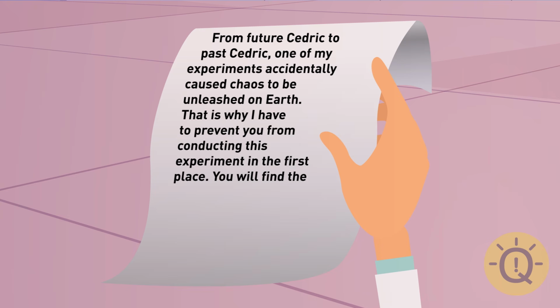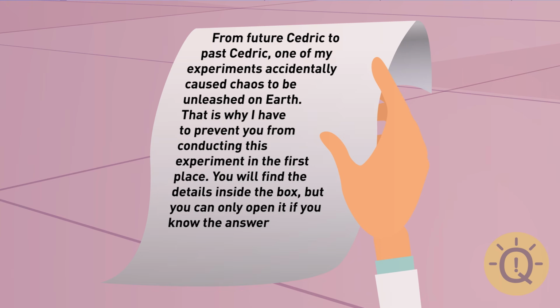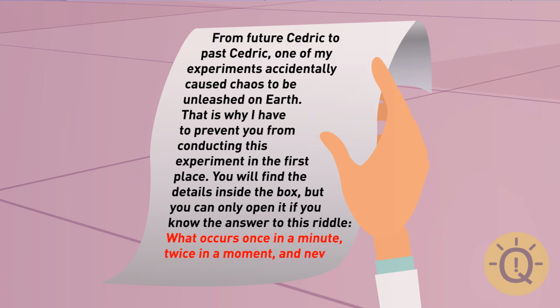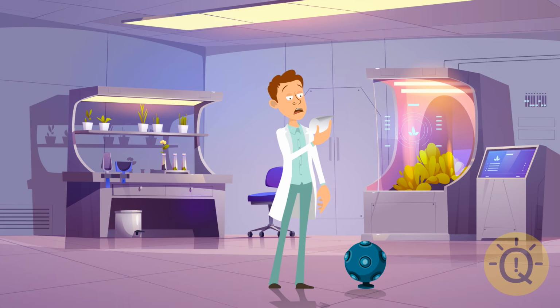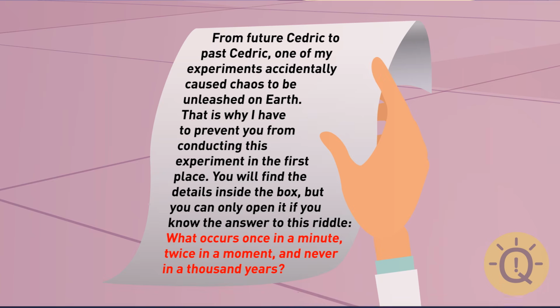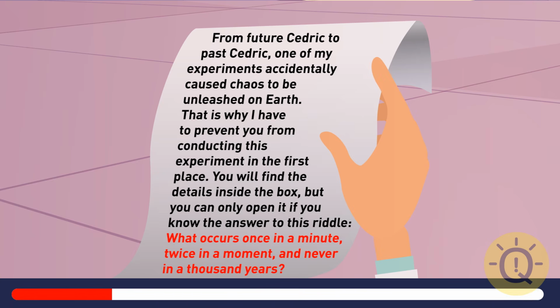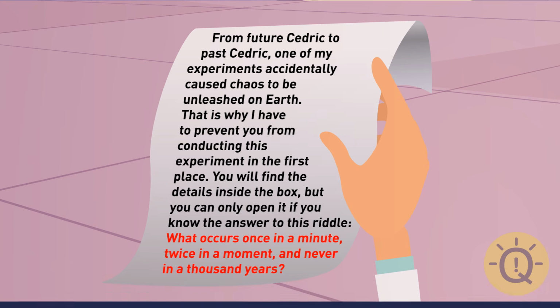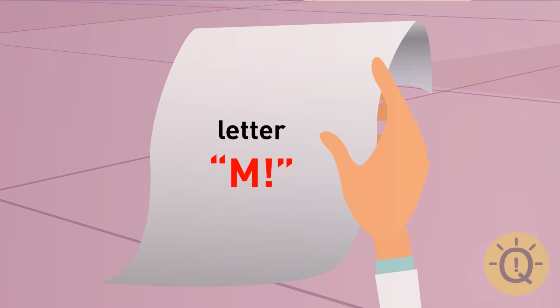You will find the details inside the box, but you can only open it if you know the answer to this riddle. What occurs once in a minute, twice in a moment, and never in 1,000 years? Can you help Cedric save the future world?" The answer is the letter M.